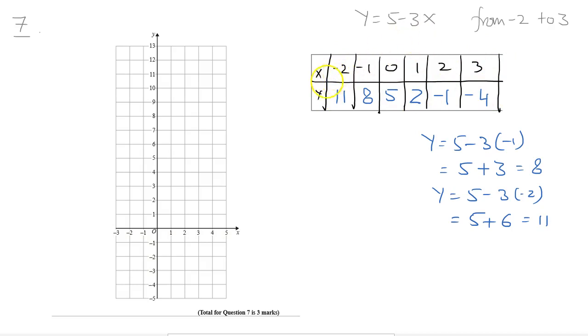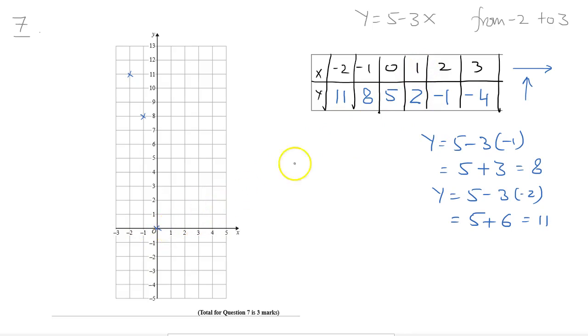Now you have to draw these points: -2 and 11, -1 and 8. This point is on the x-axis and these points are on the y-axis. So first you check on the x-axis, 0 and 5. 0 and 5 means it will be at the origin. 1 and 2. X is 1.